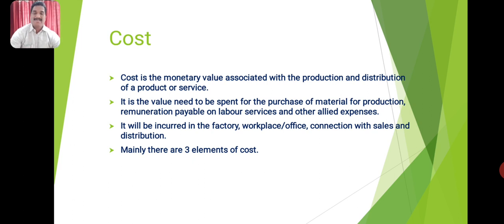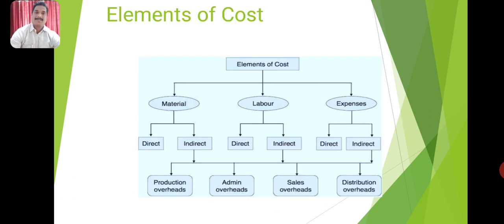So let us see in brief an overview of what are different elements of cost. This diagram or chart gives you an overall picture about various elements of cost. So there are basically three elements of cost: material, labor, and other expenses. And all these elements, that is material, labor, and expenses, are again divided into two categories. One is direct and indirect.